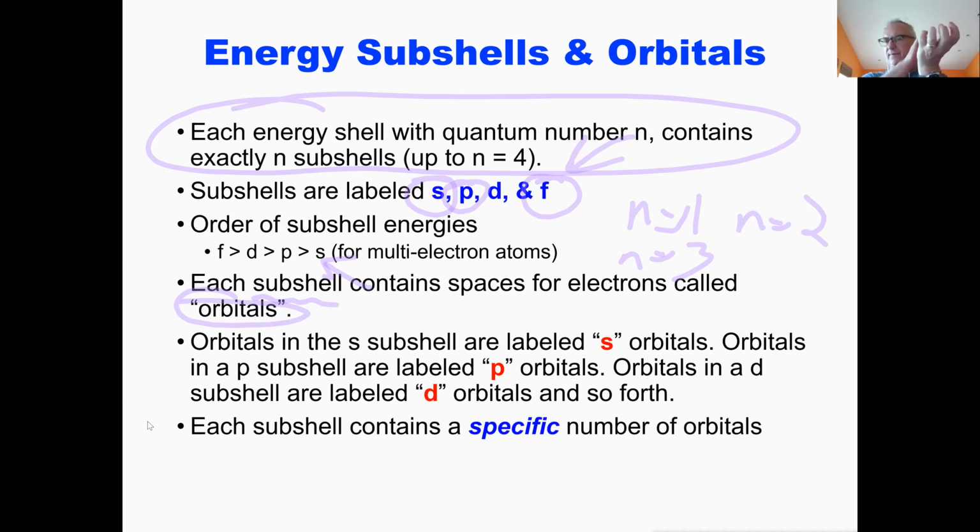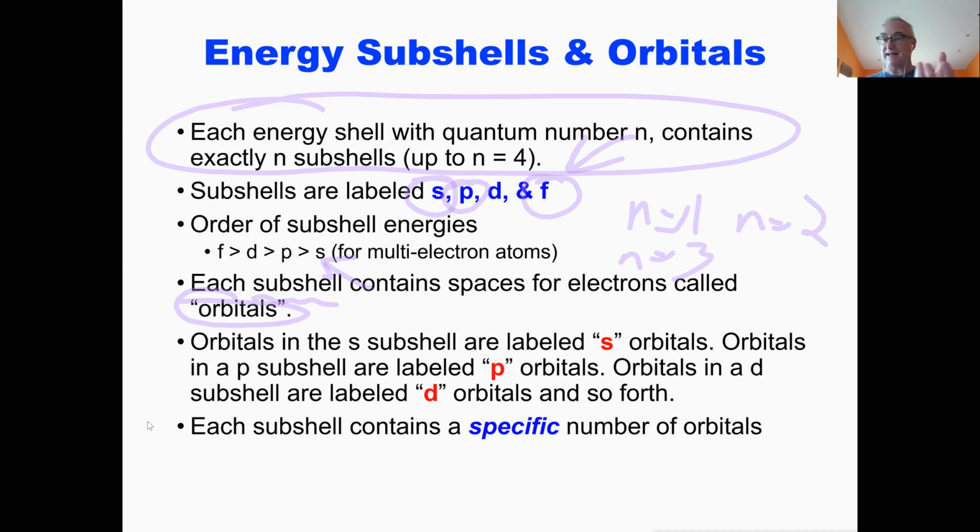Subshell, what shape are we going to find these electrons taking up? Orbitals, where in this shape that we're going to be talking about are the electrons? Where exactly are they inside the subshell? And then finally, what spin is it?